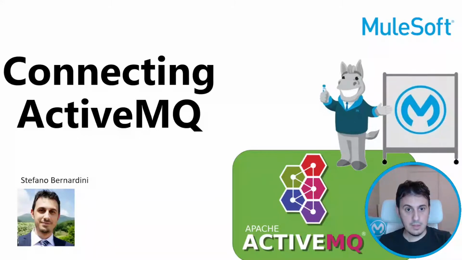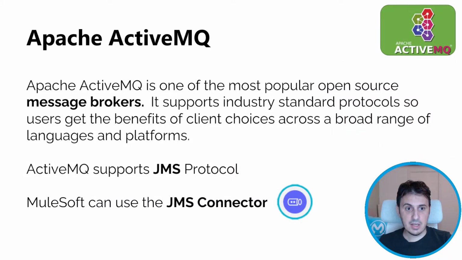My name is Stefano Bernardini and today I'll show you how to use Apache ActiveMQ Classic and Artemis. Let's go. Apache ActiveMQ is one of the most popular open source message brokers. It supports industry standard protocols, so users get the benefits of client choices across a broad range of languages and platforms. ActiveMQ supports the JMS protocol, and MuleSoft can use the JMS connector.